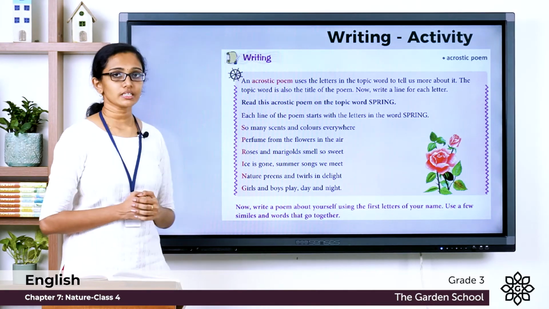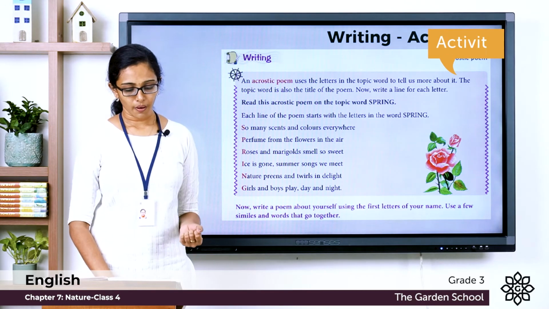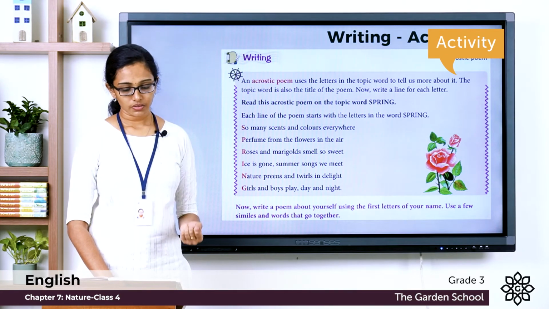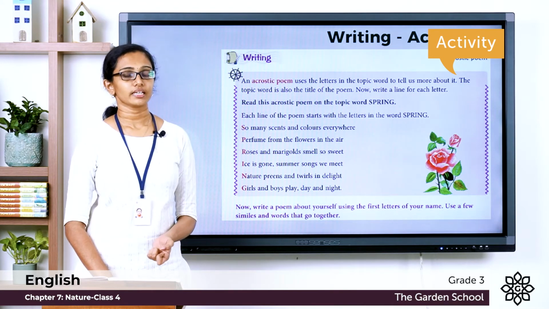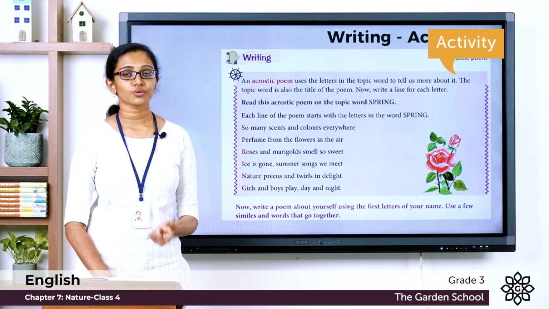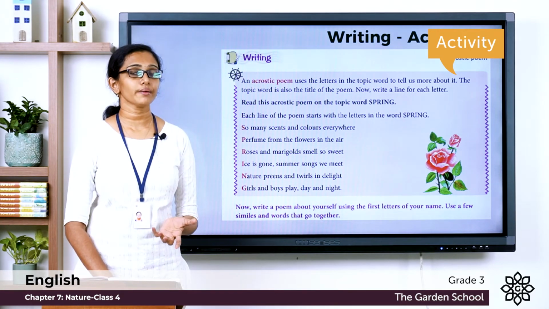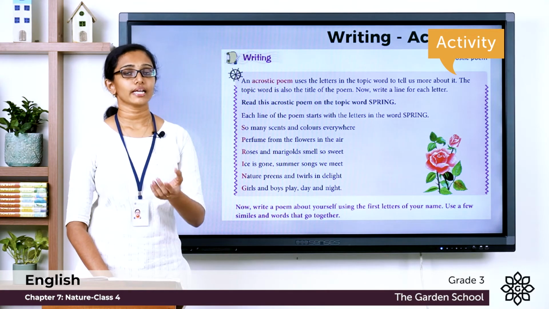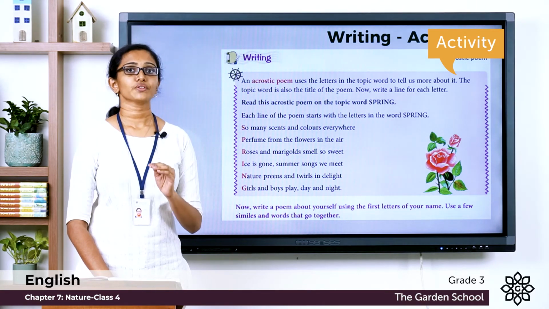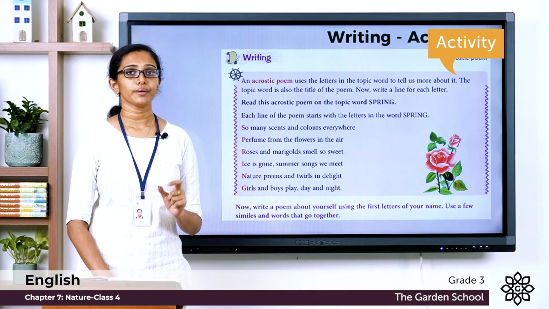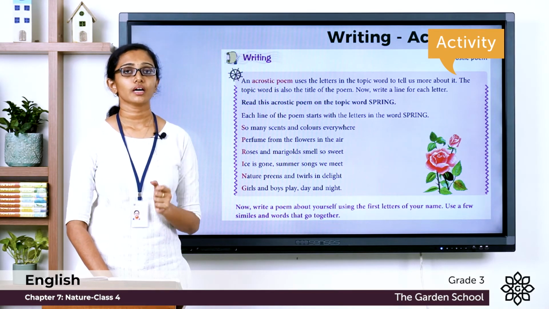And here a question is given. Now write a poem about yourself using the first letters of your name. Use a few similes and words that go together. So here you are asked to write a poem about yourself, and what would be the name of that poem? The name of the poem would be your name itself, and you have to start each line of the poem with the letters of your name.